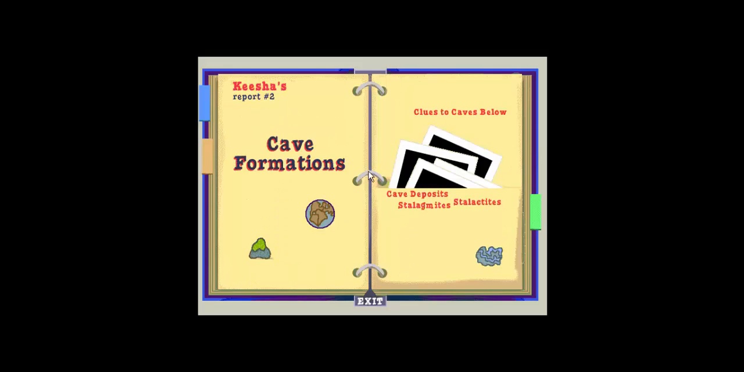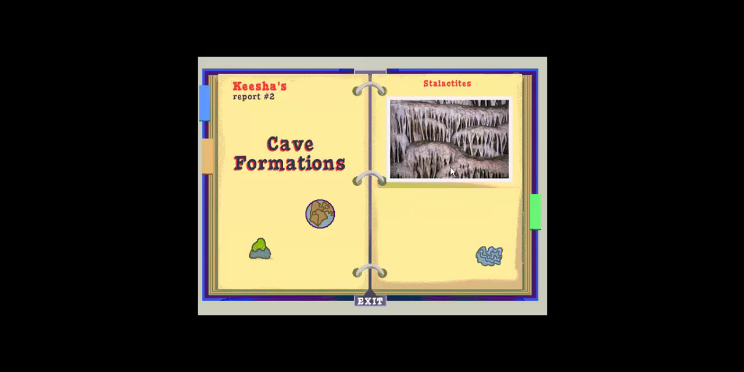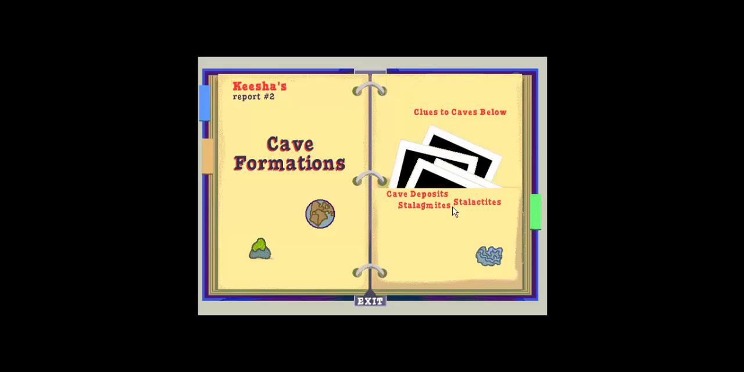Cave formations. Stalactites. Stalactites are like underground icicles, except they're made of minerals. As water seeps through the roof of the cave, each drop leaves behind some of the mineral calcite that is dissolved from the limestone rock. Over time, this calcite builds up, creating solid icicle shapes that hang down from the cave ceiling. Remember, the C in stalactite stands for ceiling.